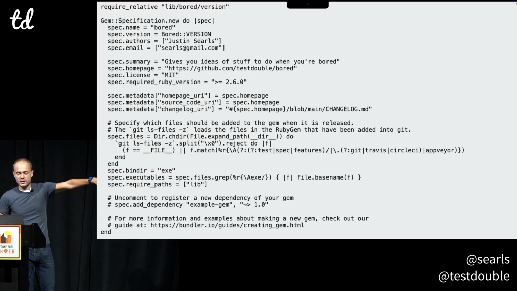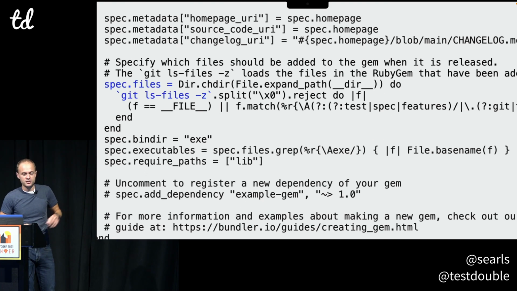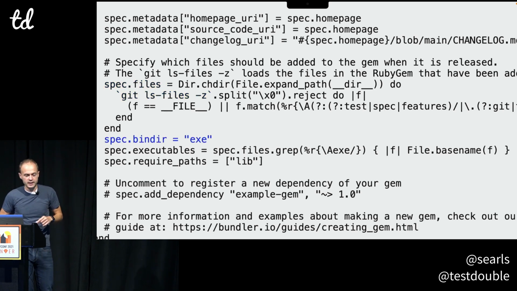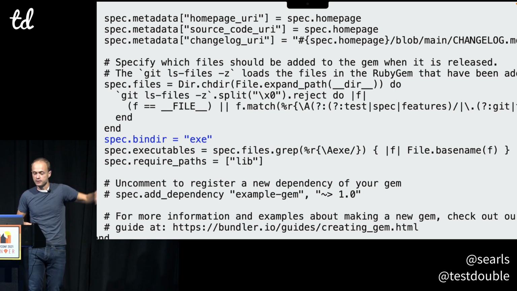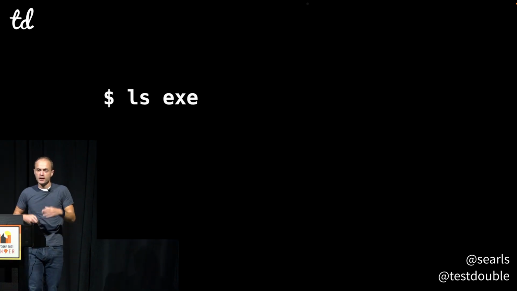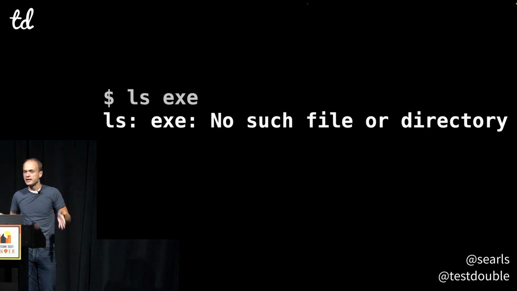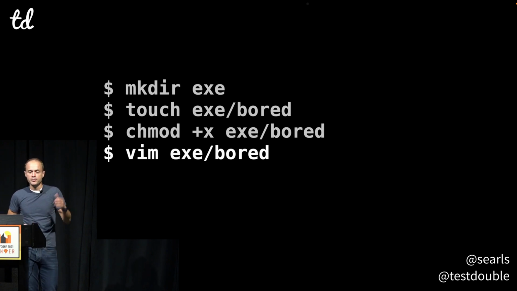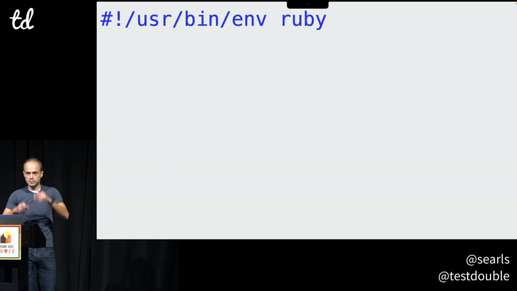So we're going to pop back into the gemspec again, and if you look here, this spec.files thing is essentially just you shelling out to Git to look for all of the files that are tracked by Git. And then we specify where our binaries live in the exe folder, and then we go and grab all those executables, those things tracked by Git. Again, we're just focused on the plumbing here, and we can see that the exe directory doesn't exist yet. So we're going to make it, touch a file, make it executable, and then start writing this little script.